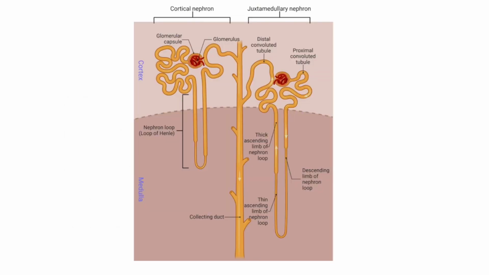The nephron, or functional unit. Each kidney contains approximately 1 million nephrons, which are composed of a renal corpuscle and a renal tubule. A renal corpuscle is made of a glomerulus and a Bowman's capsule. The glomerulus is a capillary tuft, and the Bowman's capsule collects the filtrate. The renal tubule consists of a proximal convoluted tubule, the loop of Henle, a distal convoluted tubule, and a collecting duct. There are two types of nephrons, cortical and juxtamedullary.